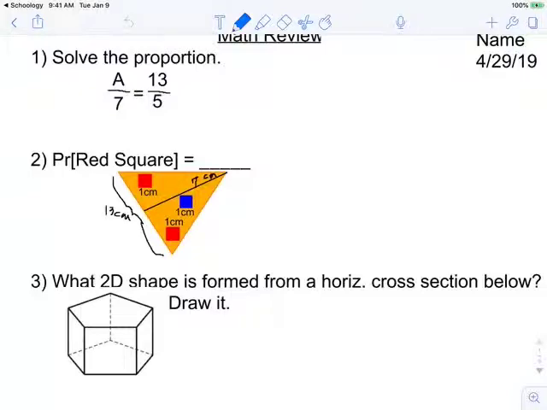Remember, a cross section is just if you took a slicer, came down, and chopped off the tiniest slice, it'd be two-dimensional. You're just slicing off a piece of paper from the shape. What would it look like? Vertical, horizontal.